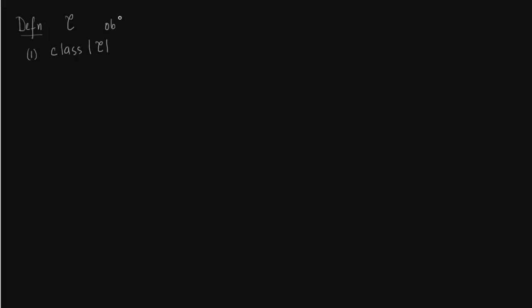This class belongs to some universe. We are not going to define what universe it is, but just to make sure this is different from set. The elements of this class will be called objects of the category, and that is why sometimes we will write this class as ob of C, because the elements of this class are called objects of the category.